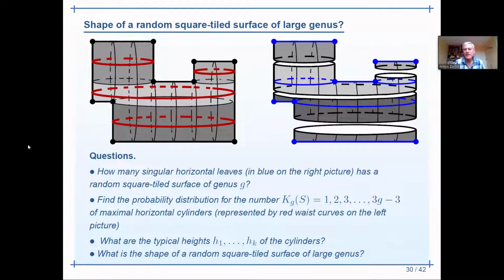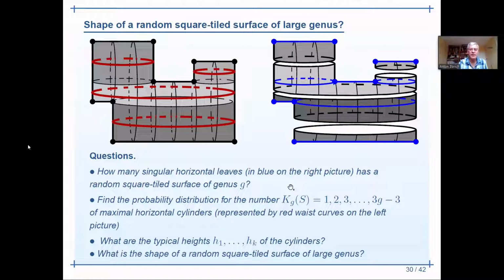So now let's come back to square-tiled surfaces and to multi-curves. I'm discussing them simultaneously because we have seen that the frequencies are the same. And the questions can be the following. For example, how many singular horizontal leaves, in blue on the right picture, does a random square-tiled surface of genus g have?